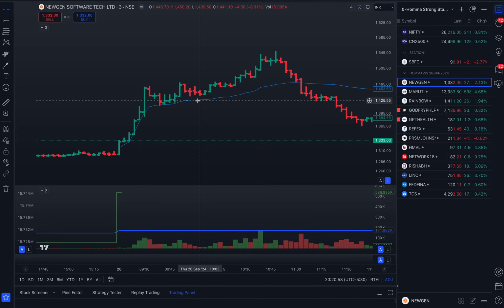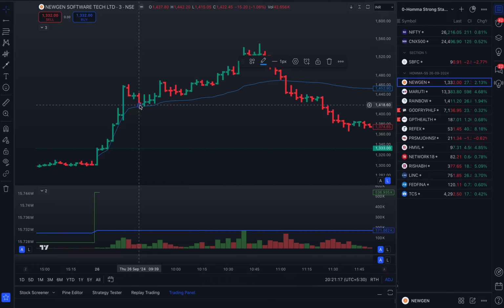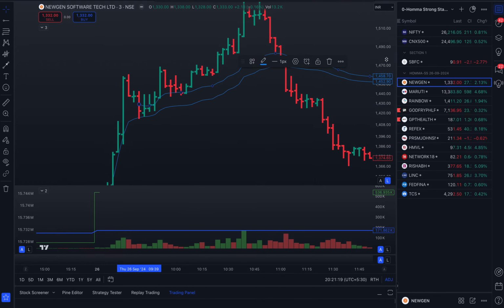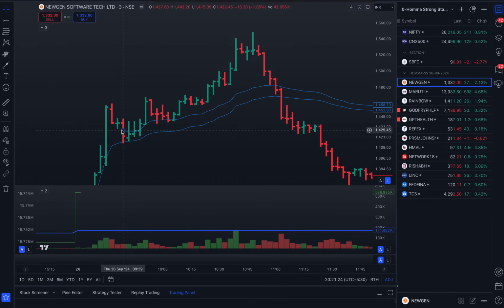Okay, so then what you can do is relay the AVWAP to the other support areas. So for example, Newgen: once you started your day here, it relayed to this point, right? So then you can say, from this point onwards, how does the support look like? You can see that if you anchor on this point, after this small up move, the pullback is also again supported by this new AVWAP.